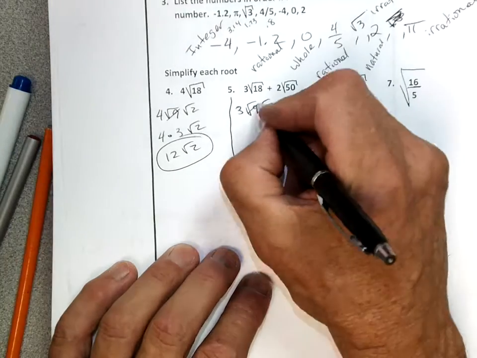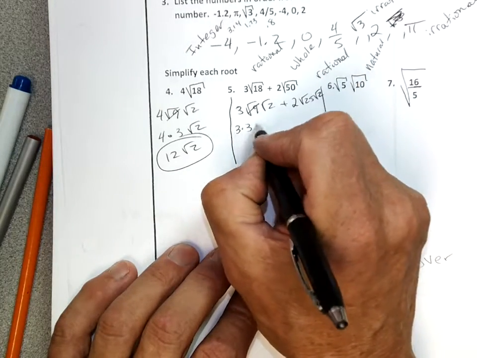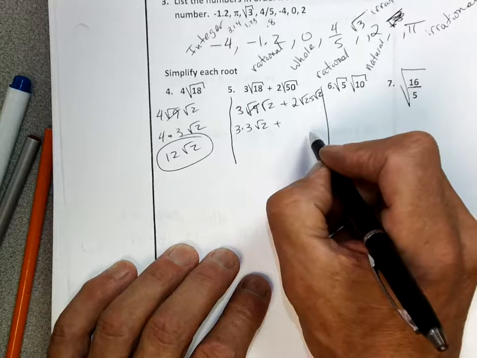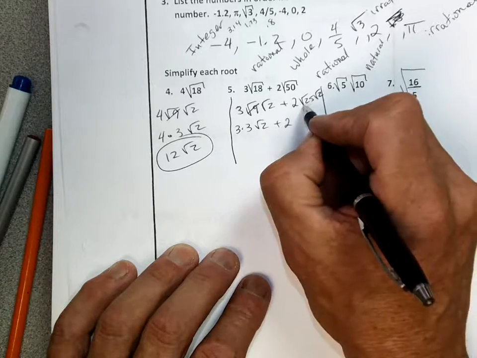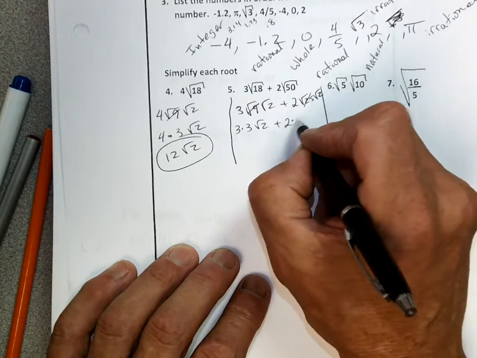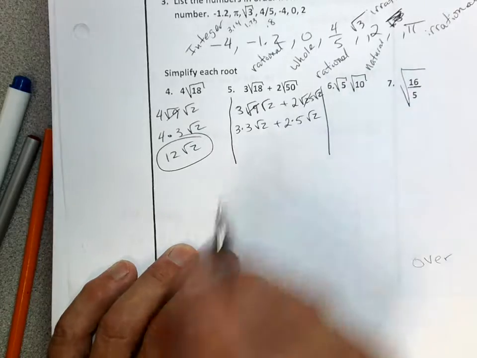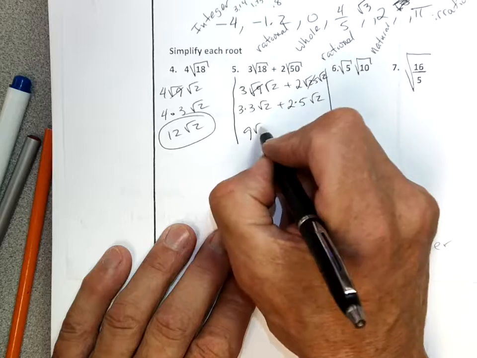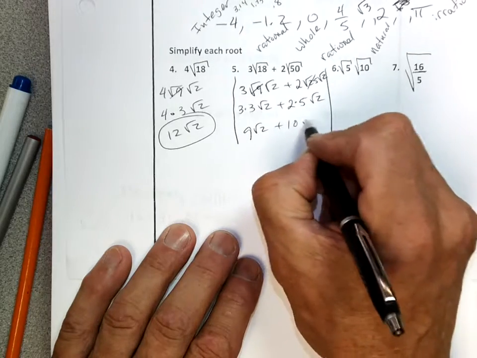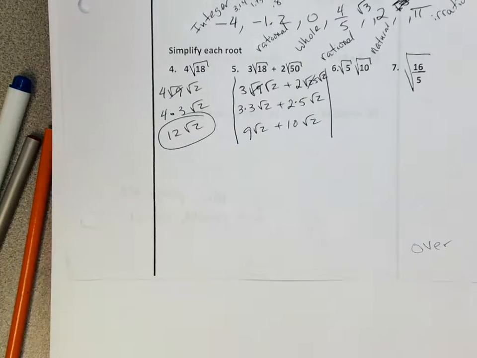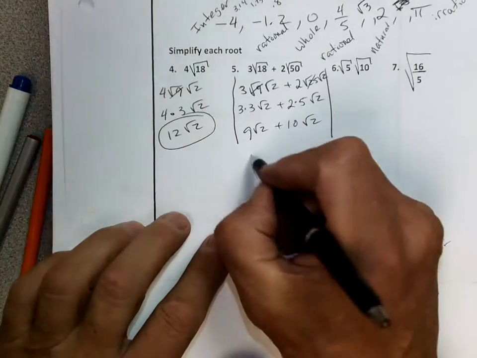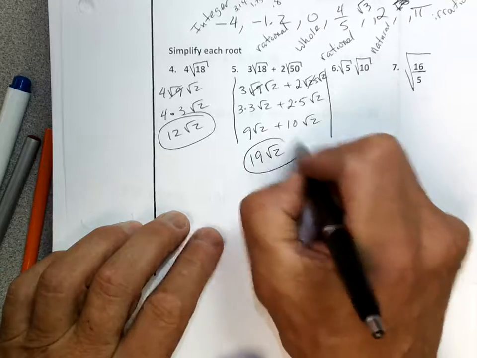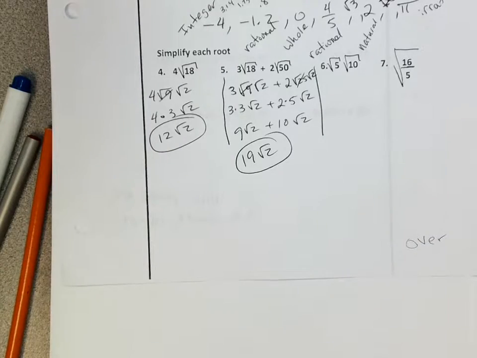Square root of 9 is 3, so I got a 3 times another 3 times square root of 2. Square root of 25 is 5, so I got the 2 times the 5 times the square root of 2, right? I get 9 square root of 2 plus 10 square root of 2, right? Because I just multiply 3 times 3 and I multiply 2 times 5. Add them together and I get 19 square root of 2. How's that? Thumbs up? Okay.